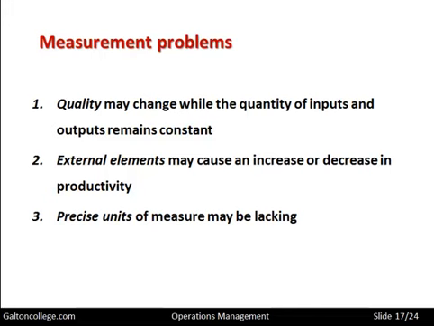The precise units of measurement may also be lacking. To say that output has increased per unit of input, well, inputs tend to cooperate with each other. We can't talk about the productivity of the machine separate from the productivity of labour, because machines need workers to press the buttons and look after the machines. So the machines don't work alone. Likewise, generally speaking, workers don't work alone. They work with the machines.